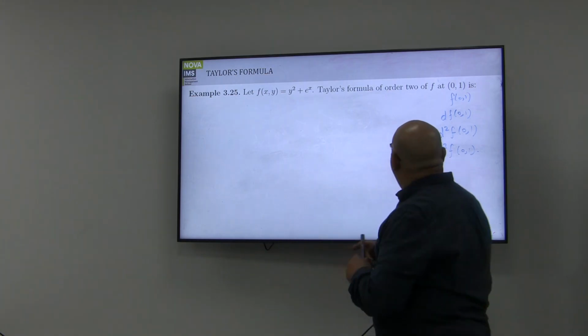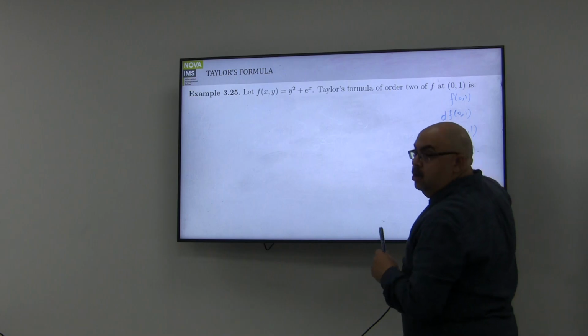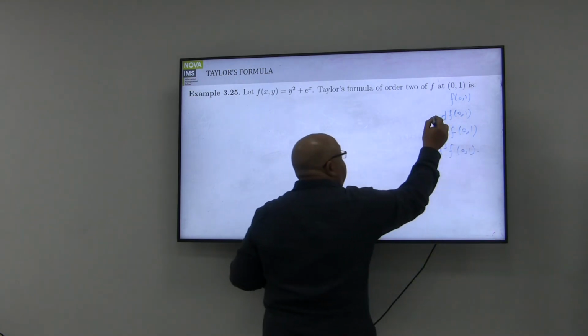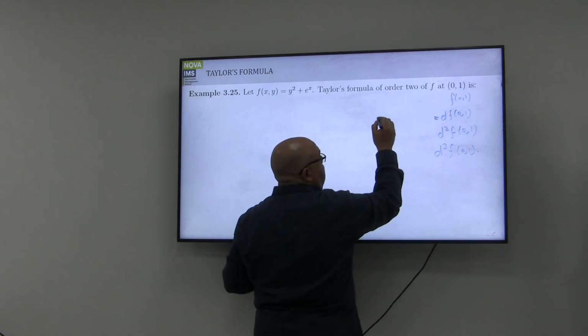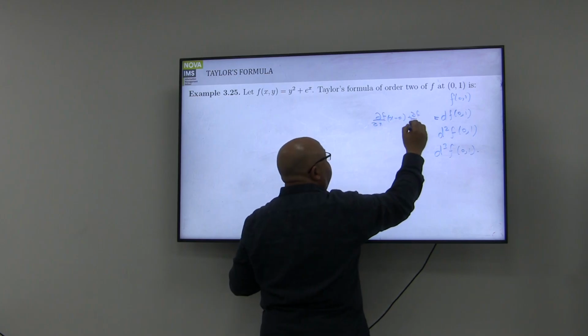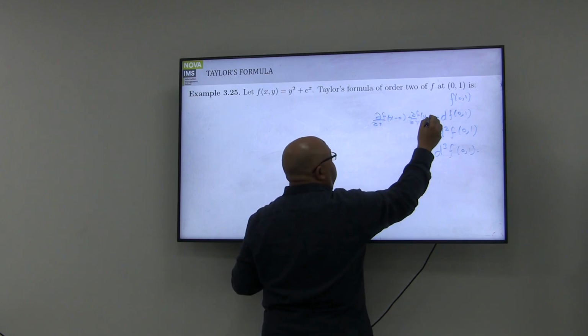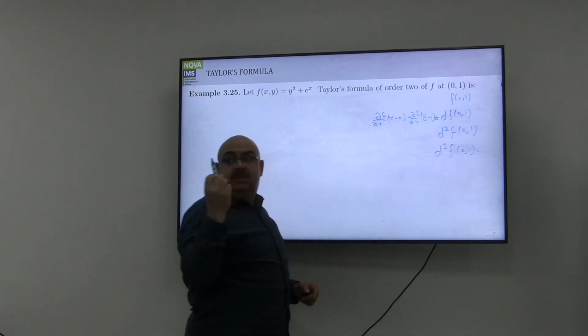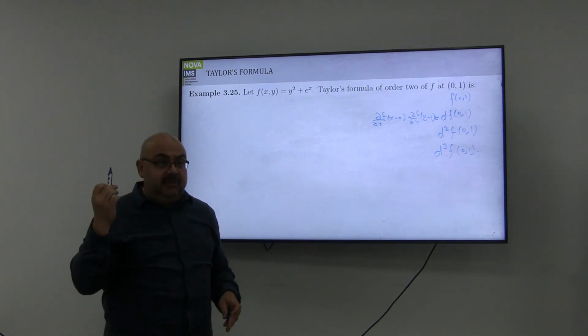Of course, in this one, you remember, Omar, it's going to be partial f partial x in x minus 0 plus partial f partial y in y minus 1. This is the first differential.